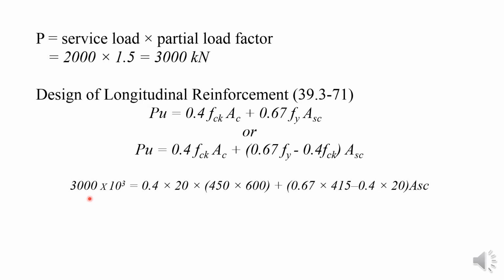So substitute the ultimate load: 300 into 10 power 3 is equal to 0.4 into fck, which is 20, then Ac is the area of the concrete, 450 into 600, plus 0.67 fy, we know the value of fy is 415, minus 0.4 into fck, which is 20, into Asc. By solving this equation, we finally find the Asc value. Asc is equal to 311 mm square.